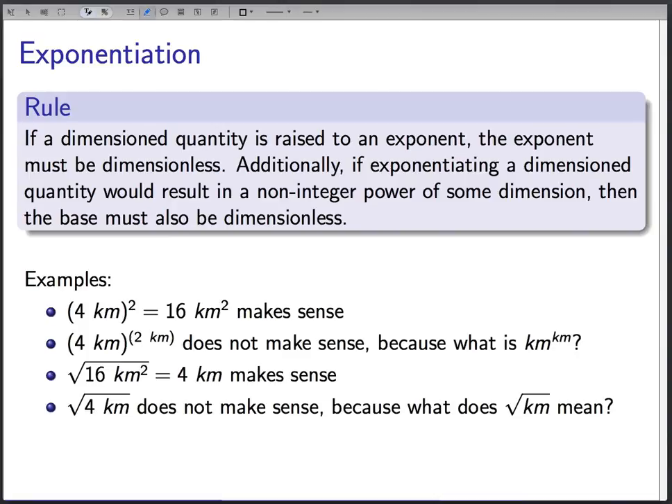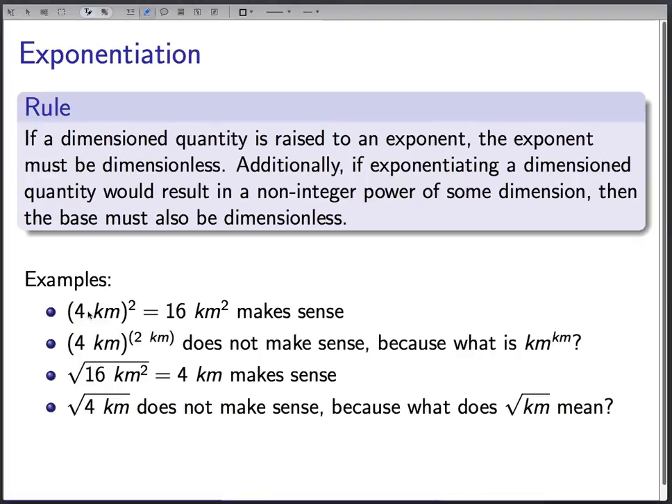Exponentiation. Okay, I'm going to read you the rule. It's kind of wordy, and then I'm going to go through examples, which I think will make more sense. If a dimensioned quantity is raised to an exponent, the exponent has to be dimensionless. Additionally, if you're exponentiating a dimensioned quantity and it would result in a non-integer power of some dimension, then the base also has to be dimensionless.